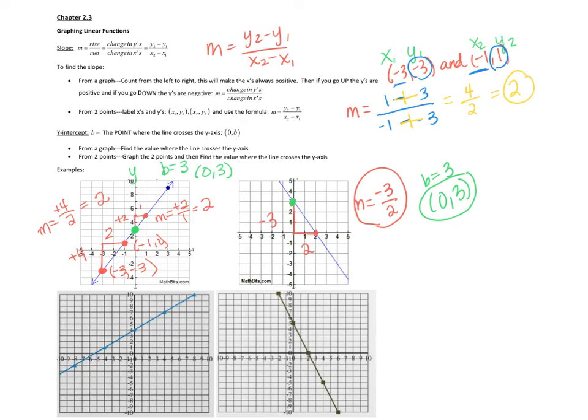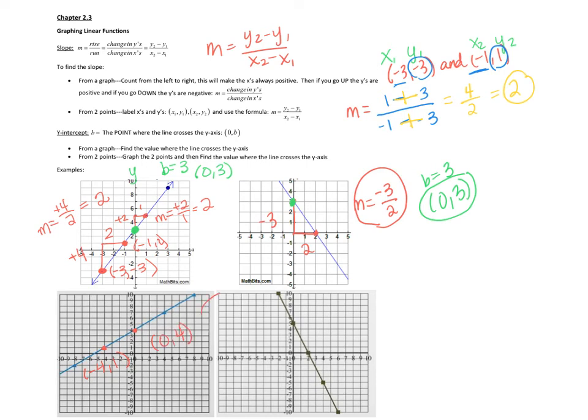All right, now let's look at this next one. Same idea. We're going to find our slope. Our slope is going to be, I'm going to use this first point here at negative 4, 1. This time I'm going to use my formula, negative 4, 1. My next point is at 0, 4.